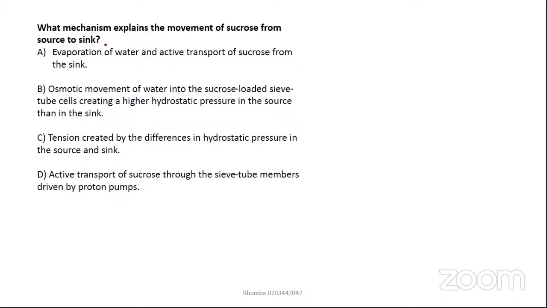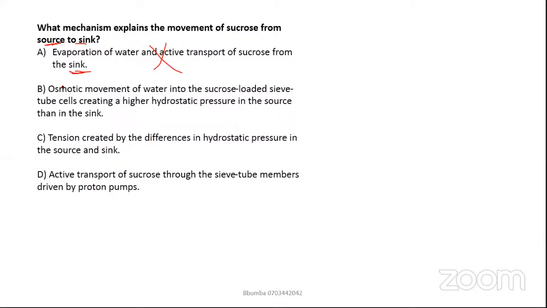Now, this question asks what mechanism explains the movement of sucrose from the source to sink. When you're looking at movement from source to sink, why would you begin from the sink? Because here they are looking at active transport of sucrose from the sink. So this one puts A to be totally wrong. So A is totally wrong.